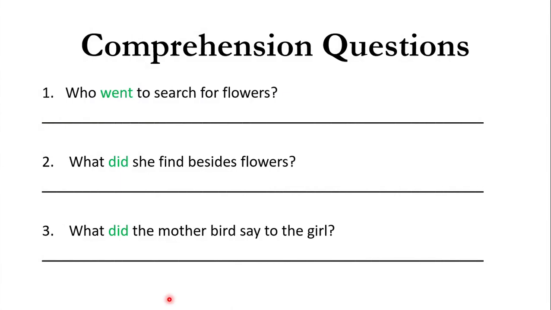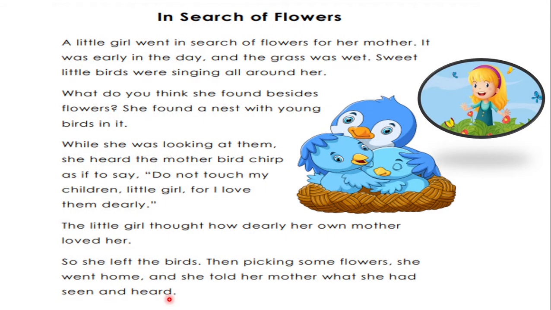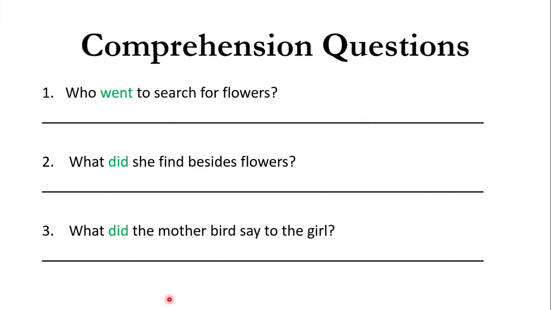So here, the first step is to read the passage very well. You must read it and understand it. Then start reading the first question. Who went to search for flowers? This is the question. Who? We said an answer to the who question word is usually a person, animal, or thing, right? So who went to search for flowers?